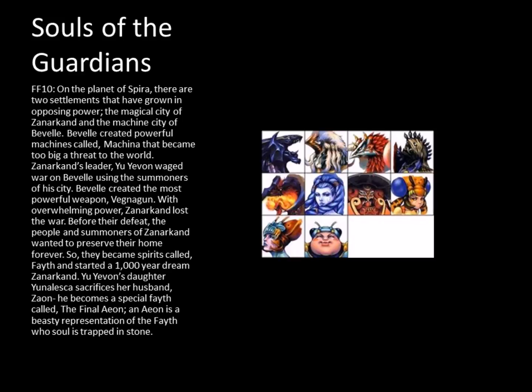Before their defeat, the people and summoners of Zanarkand wanted to preserve their home forever. So they became spirits called fayth and started a 1,000-year dream, Zanarkand. Yu Yevon's daughter, Yunalesca, sacrifices her husband Zaon. He becomes a special fayth called the Final Aeon. An Aeon is a physical representation of the fayth whose soul is trapped in stone.